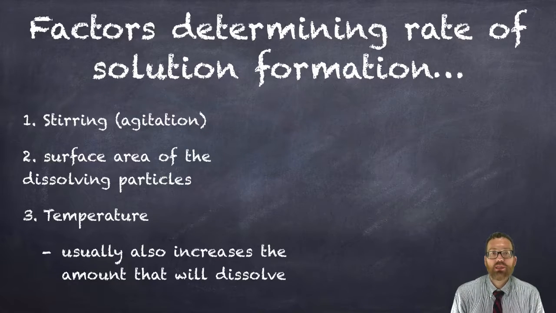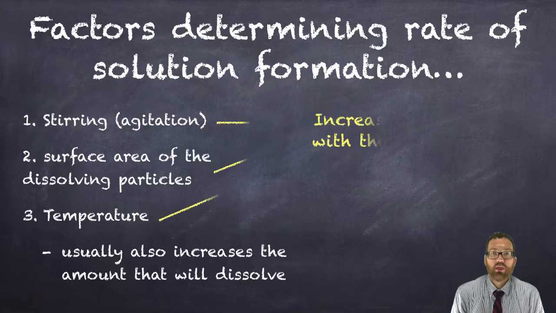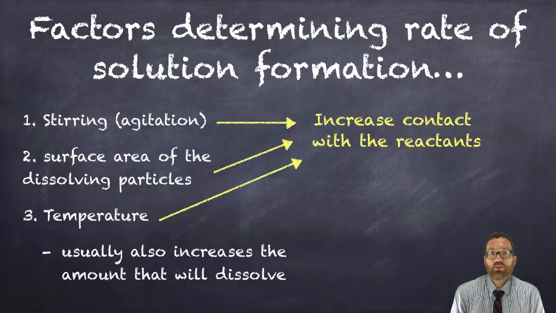These things will usually increase the amount that will dissolve. If you stir, or you have more surface area, or you have a hotter solution, you will not only make the solution faster, but you can probably make more of the dissolved solution. All three of these things work because they increase contact with the reactants.